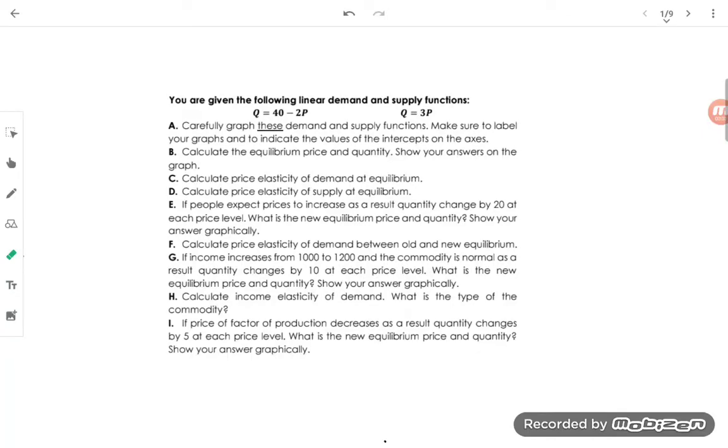Good morning. Our lecture today is a numerical example about demand, supply, equilibrium, and elasticity. Here is our example. Q equals 40 minus 2P and Q equals 3P. Requirement number 1 is to carefully graph these demand and supply functions, or we can write it as plot demand and supply.